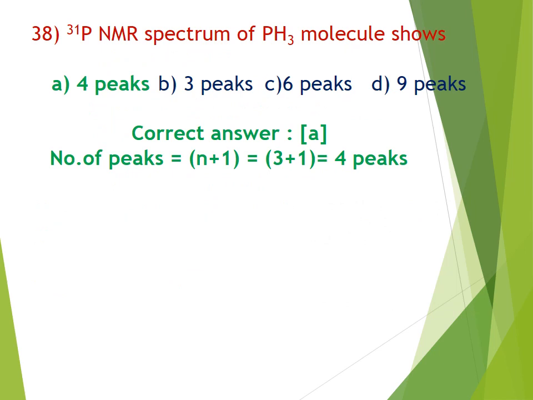38. P31 NMR spectrum of PH3 molecule. Simply you can calculate. The neighboring nuclei are 3, therefore you can expect n plus 1 peaks, so the number of peaks will be equal to 3 plus 1, this will be equal to 4 peaks. Therefore for the 38th question the correct answer is A.